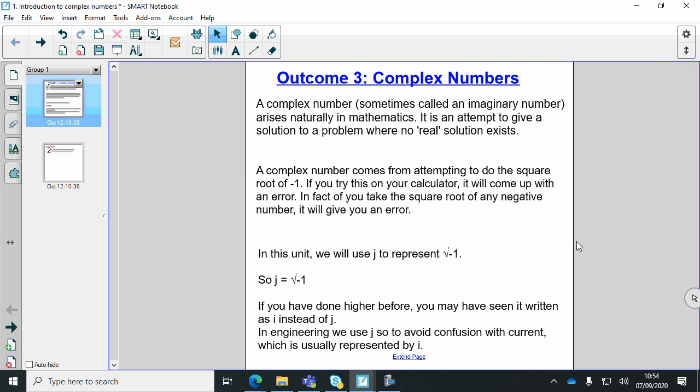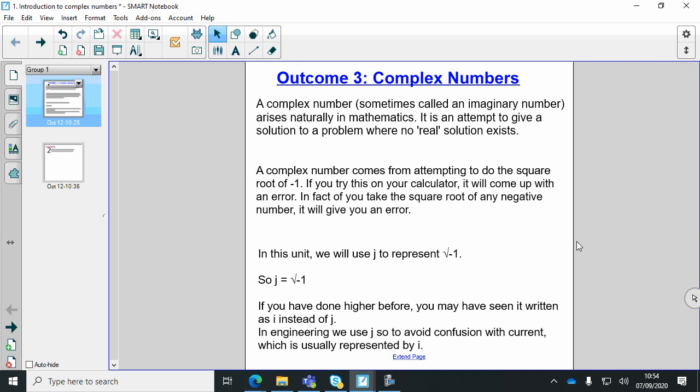A complex number comes from attempting to do the square root of -1. If you try this on your calculator, it will come up with an error. In fact, if you take the square root of any negative number, it will always give you an error. In this unit, we will represent the square root of -1 with j. So j is equal to the square root of -1.